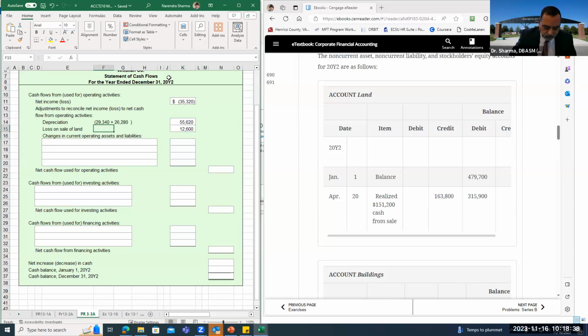So if you want to write it down here, loss is, of course, 163,800 minus 151,200. So what does it mean? It means there was a land costing 163,800, but I sold it for 151,200. Therefore, that is a loss, and I'm going to add it back to the net income to calculate cash from operating activities. Now we are done with the loss and gain.